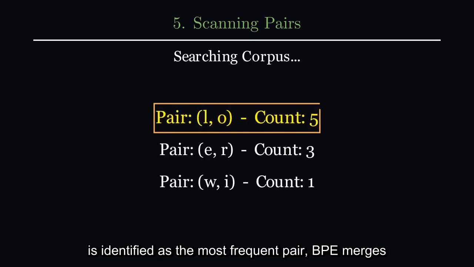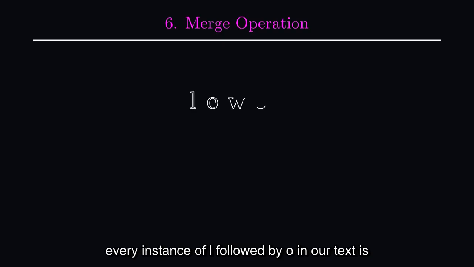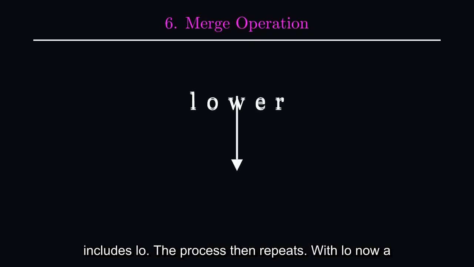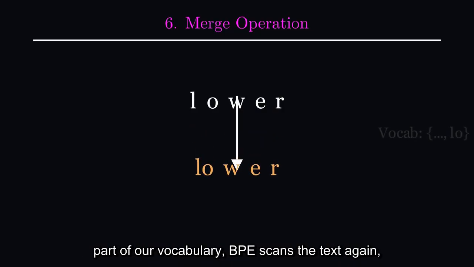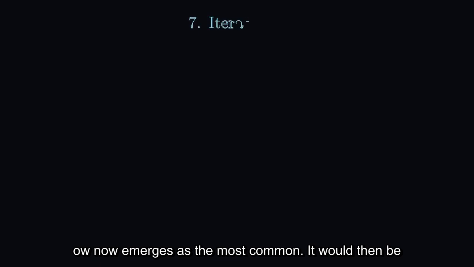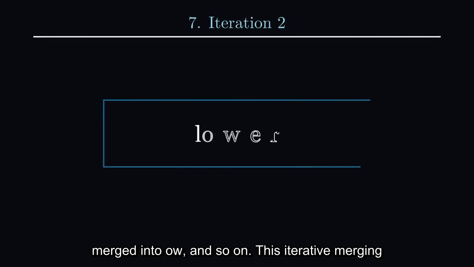Once L and O is identified as the most frequent pair, BPE merges them into a new, single token, let's say LO. Now, every instance of L followed by O in our text is replaced by this new LO token. Our vocabulary now includes LO. The process then repeats. With LO now a part of our vocabulary, BPE scans the text again, looking for the most frequent adjacent pair. Perhaps LO followed by W now emerges as the most common. It would then be merged into LOW, and so on.